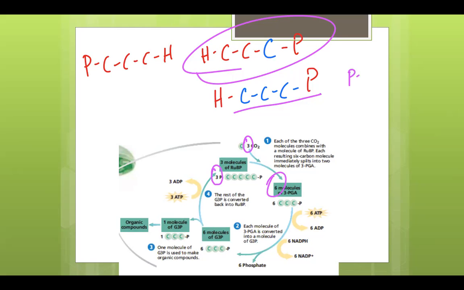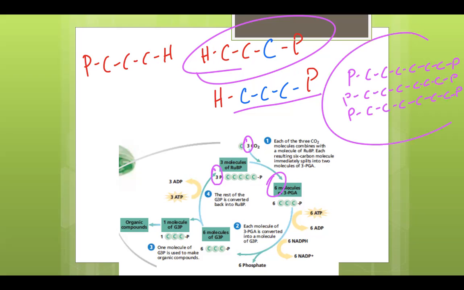Right? If you start with 1, 2, 3, 4, 5, 6, so if you've got 3 of these and they split in half, you're going to end up with 6 3-PGAs. But the difference is, one of these has been made from carbon dioxide because you used 3 carbon dioxides.